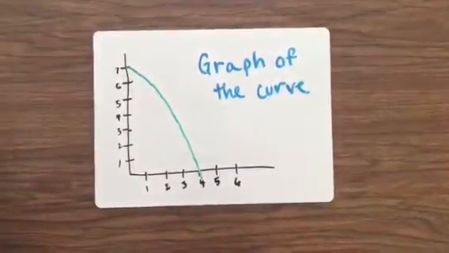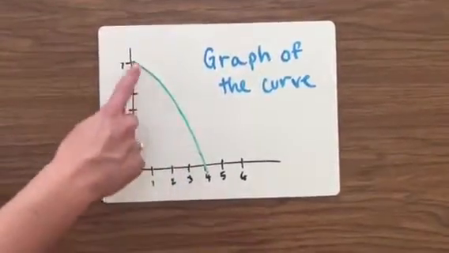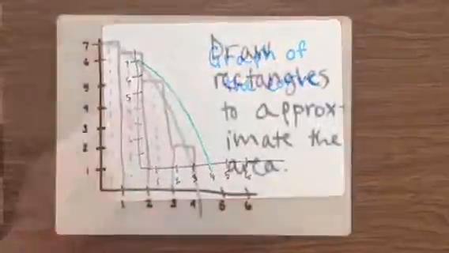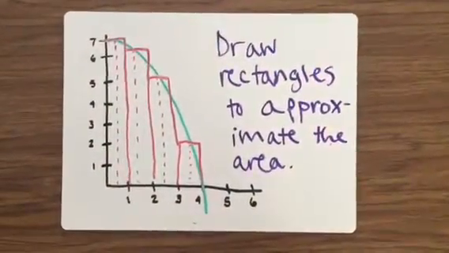This is an example of how to calculate area under the curve. You start out with the graph of a curve and then you find the area underneath and between the axis. You use rectangles to approximate the area under the curve.